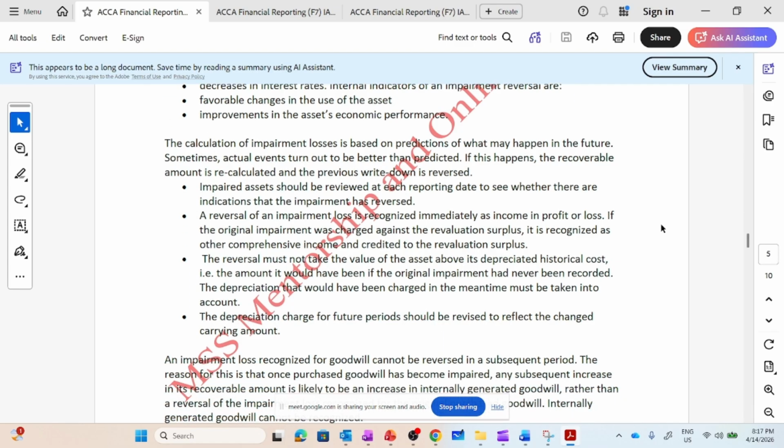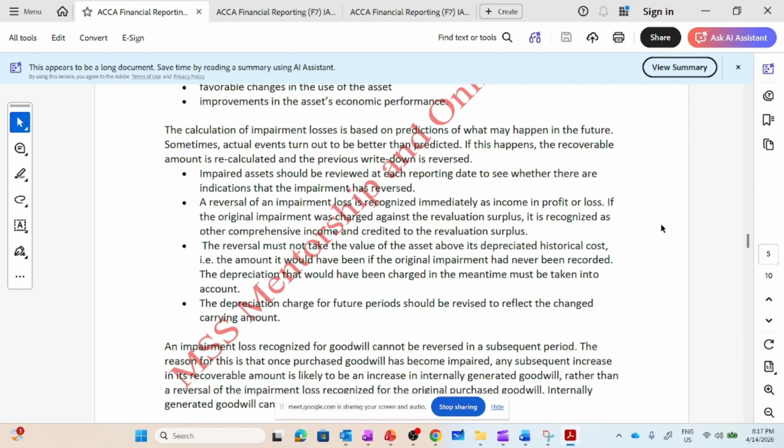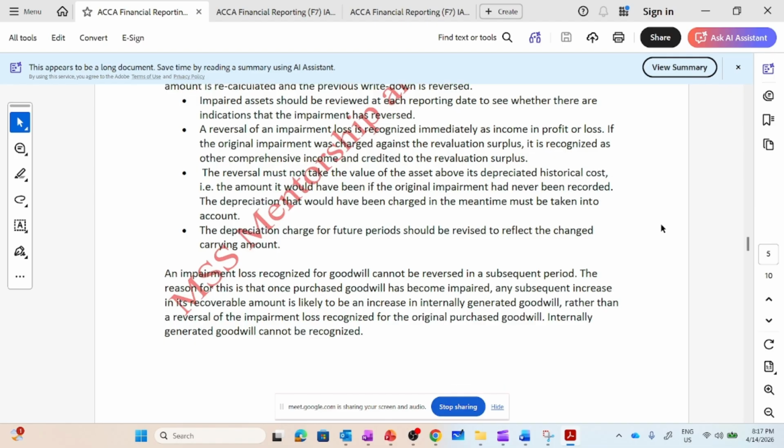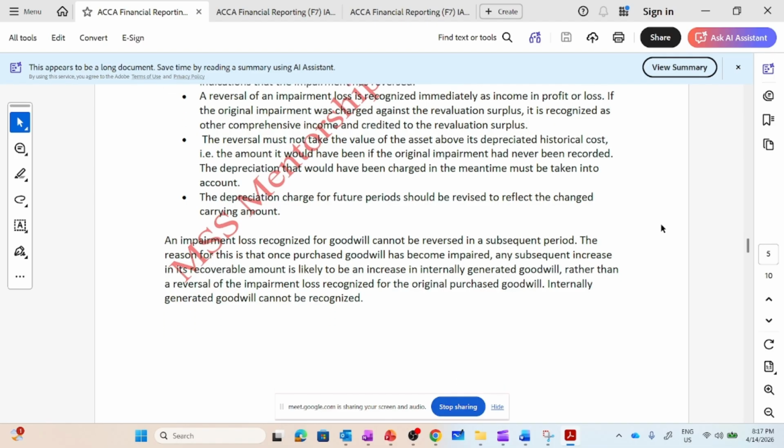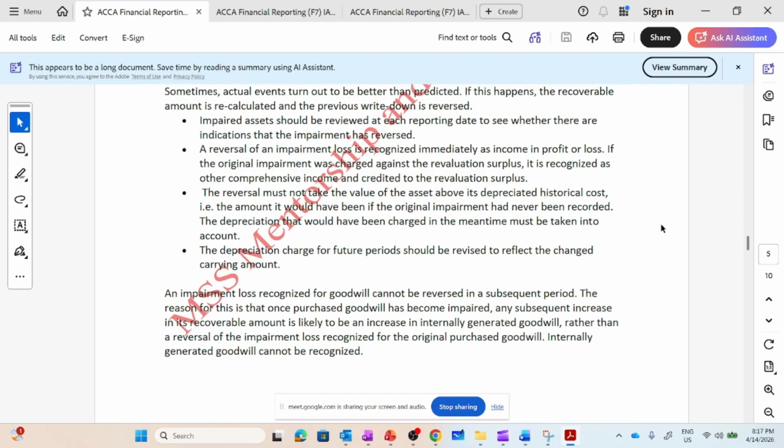So basically, once we have calculated our impairment, the impairment loss is based on the prediction of what may happen in the future, because the indicators might happen or it might not happen. So we don't need to worry about it. So we need to consider how we can do our impairment reversal. And impairment loss recognized for goodwill cannot be reversed. Very important point again, you need to know.